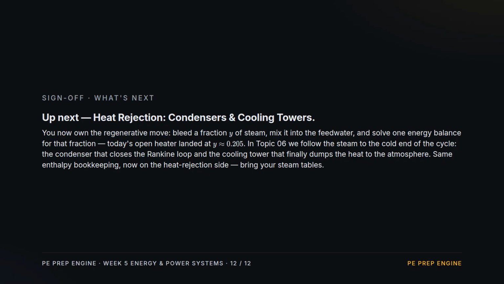Next topic, we follow the steam to the cold end of the cycle. The condenser that closes the Rankine loop, and the cooling tower that dumps the heat to the atmosphere. Same enthalpy bookkeeping on the heat rejection side. Bring your steam tables. See you in topic 6.